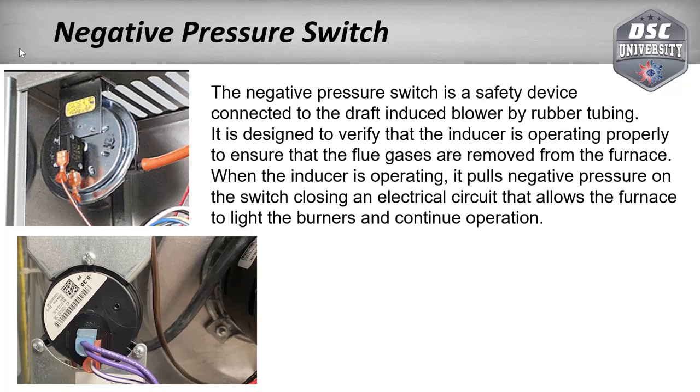Attached to the draft-induced blower, we have a negative pressure switch. So what if this inducer fails? If this inducer fails, we don't want the cycle to continue on, so it's connected by a little rubber hose to the pressure switch. When that inducer starts up, it's drawing negative pressure, which pulls some negative pressure through that rubber hose, which makes a set of contacts in this switch. When that set of contacts closes, it allows the furnace to continue on through the cycle.